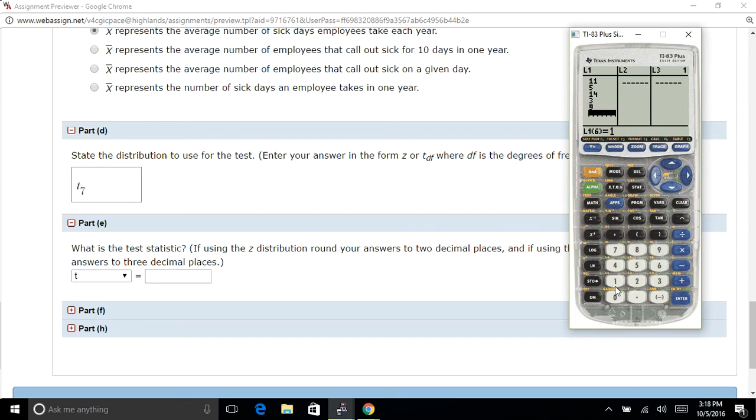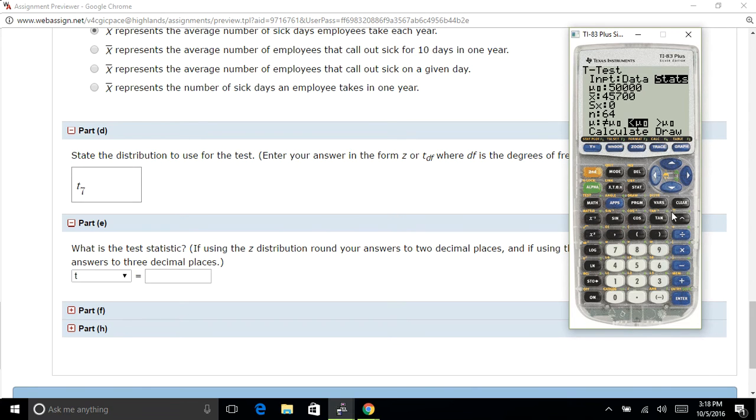Then it was 10. And then it was 6. And then it was 8. And yours will be different, because all the numbers in red mean they're different numbers. All right, I'm going to go to stat. I'm going to go over to test, and this is a t-test. So I hit enter. You know how we've always been using stats?